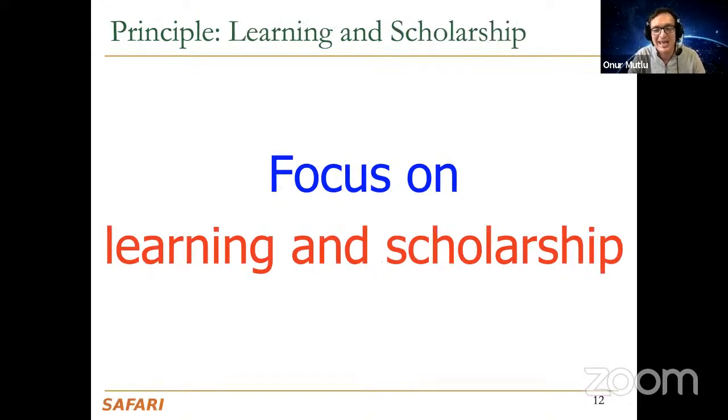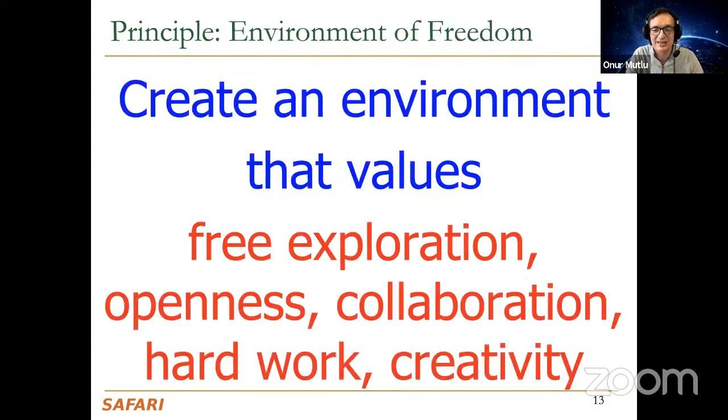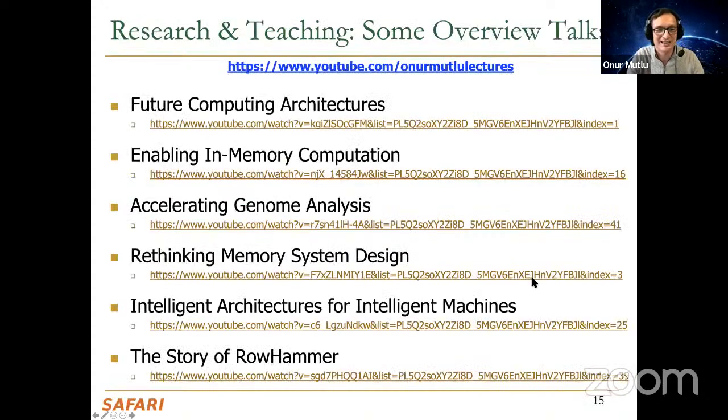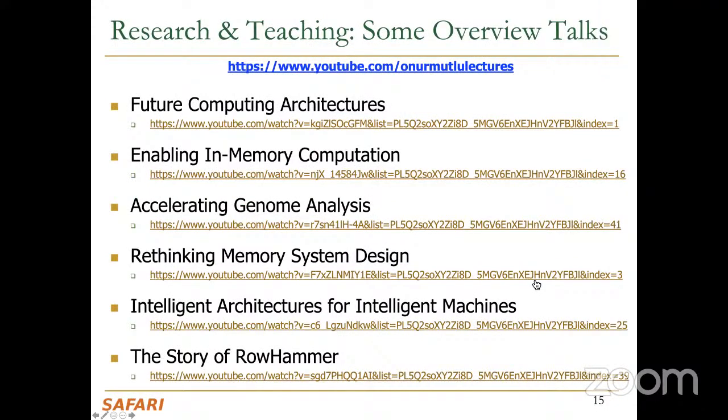Who knows, right? And again, in this course and research, we focus a lot on learning and scholarship. That's important. We're going to criticize papers sometimes related to this aspect. And I think critical thinking in general is all about learning and scholarship. And this is something important, I think. I think this applies to the seminar course, all courses, and the research environment. Hopefully, we can have an environment that values free exploration of ideas, openness, collaboration, hard work, and creativity. Okay. And I think learning and scholarship is important because I truly believe in what's written over here. The quality of your work defines your impact in the world in general. Again, you may have seen some of these actually. You've taken lectures from me if you've taken digital design and computer architecture.